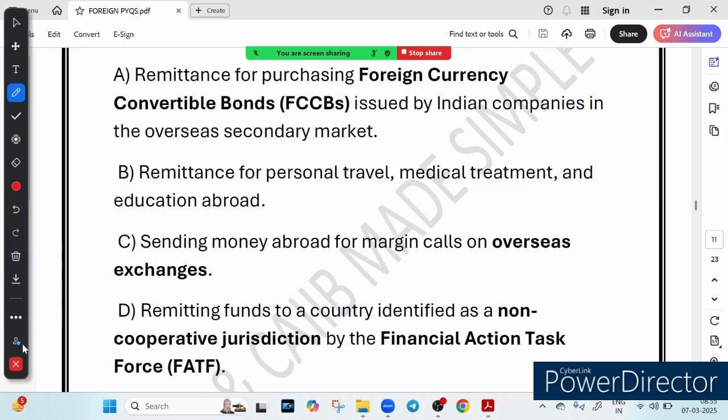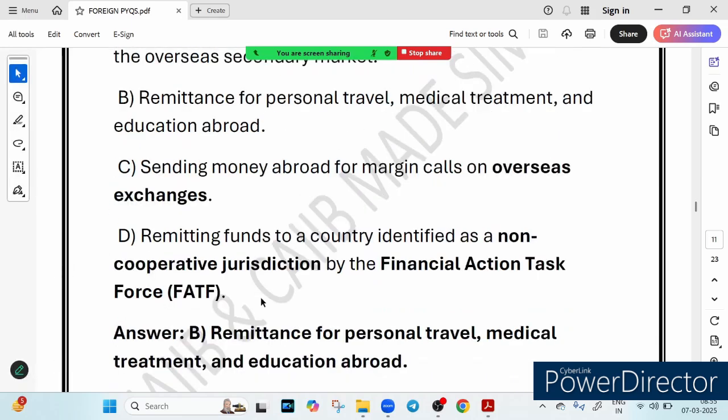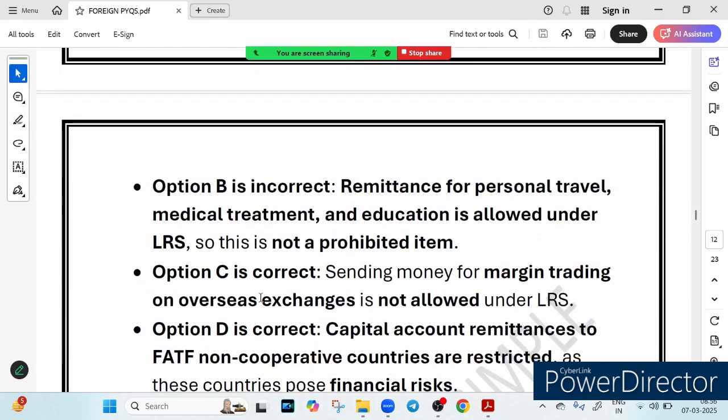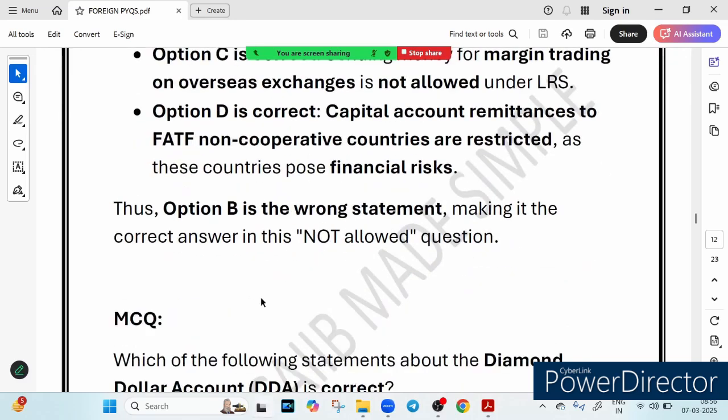So what we learned from this question is that LRS allows remittance for personal purposes like travel, education, medical treatment. Some prohibited transactions include purchasing FCCB in the foreign market, margin trading on overseas exchange, and remittance to FATF non-cooperative jurisdictions. So we must always check RBI guidelines before making an international remittance. That's the point. Now let's see the next question.